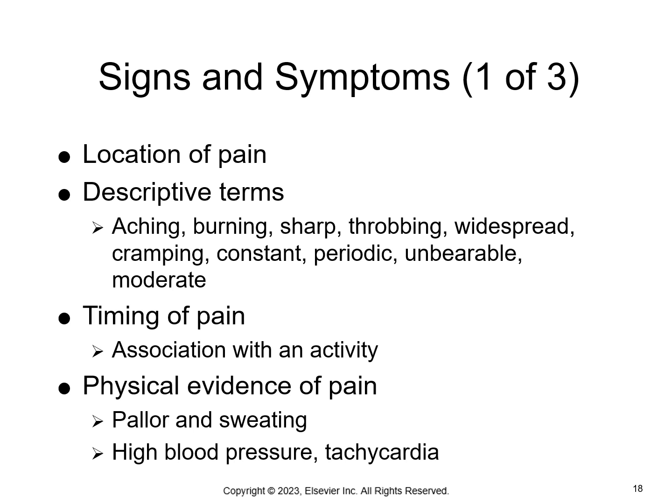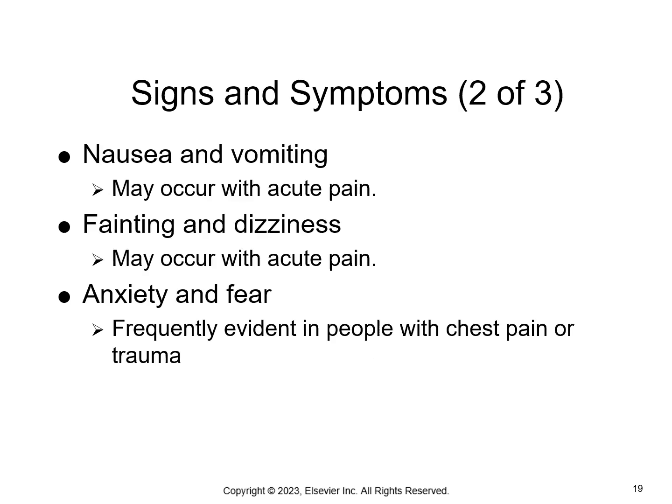So when is it worse? Does anything aggravate it or make it worse? So we would be looking at activities such as food intake or movement, or when pressure is applied at the site. Physical evidence of pain, when the client may demonstrate a stress response with physical signs such as pallor, sweating, high blood pressure, or tachycardia. Other signs and symptoms you might see are nausea, vomiting, or fainting and dizziness, which can occur with acute pain. Anxiety and fear, which are frequently evident in people with chest pain, but can be present in other situations as well.